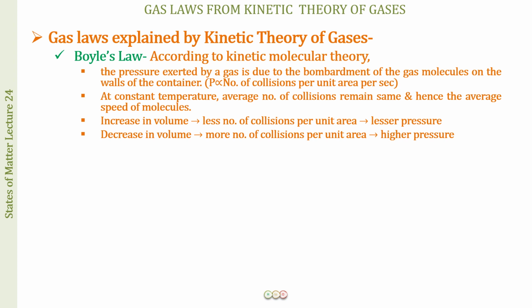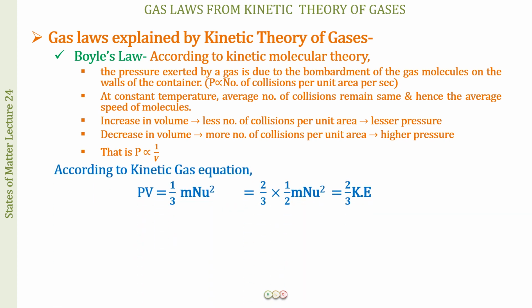Now Boyle's law can also be derived from the kinetic gas equation. What we know is that P is inversely proportional to V, and according to the kinetic gas equation, PV is equal to 1/3 mnu², where P is pressure, V is volume, m is the mass of one molecule of gas, n is the number of molecules, and u is the root mean square velocity.